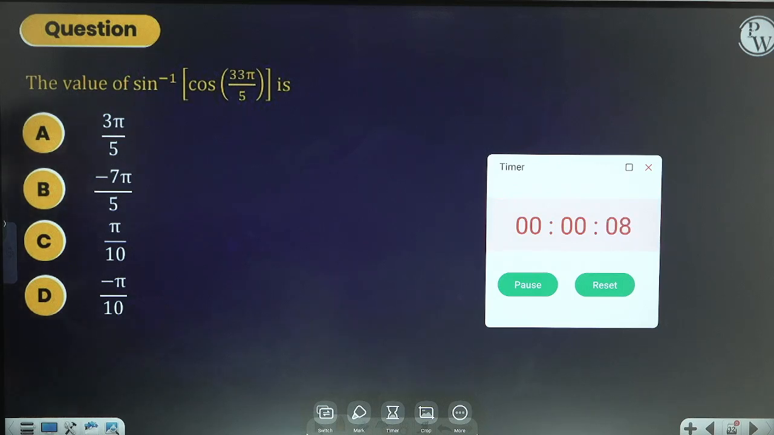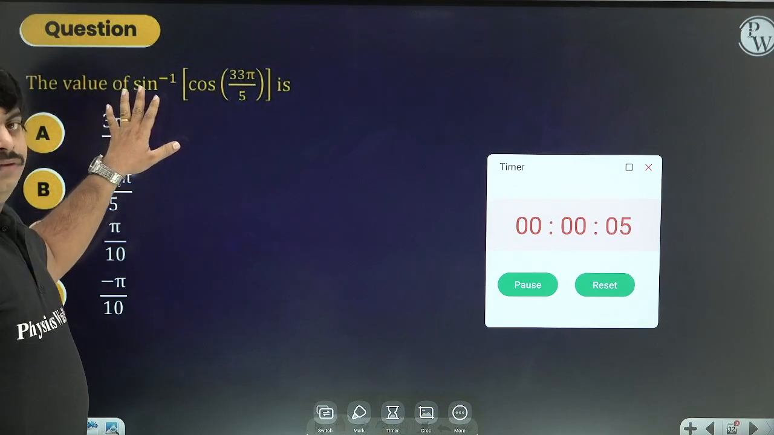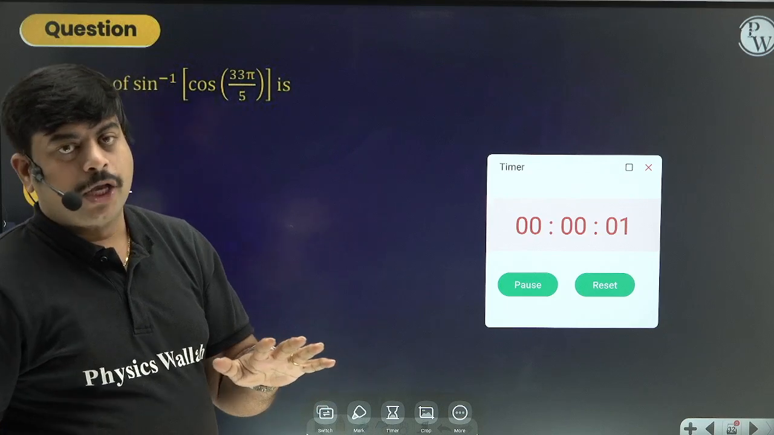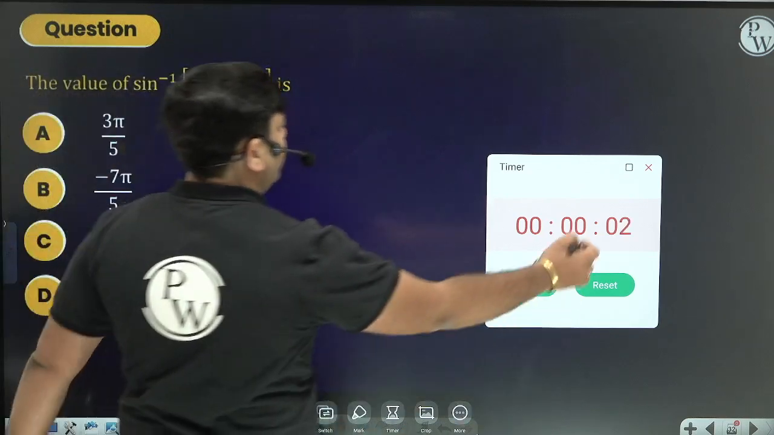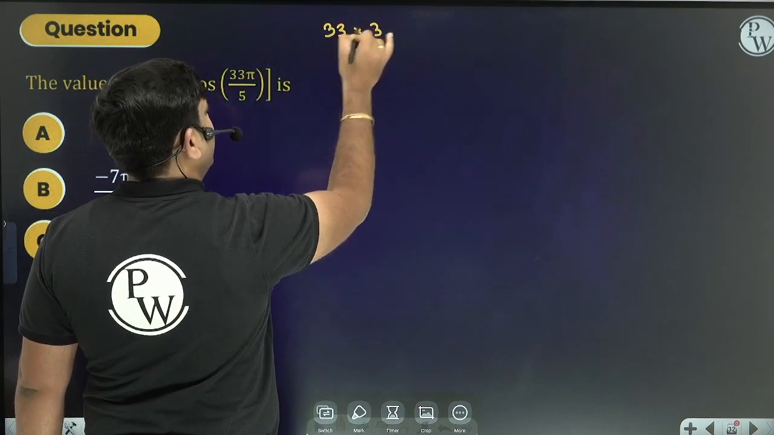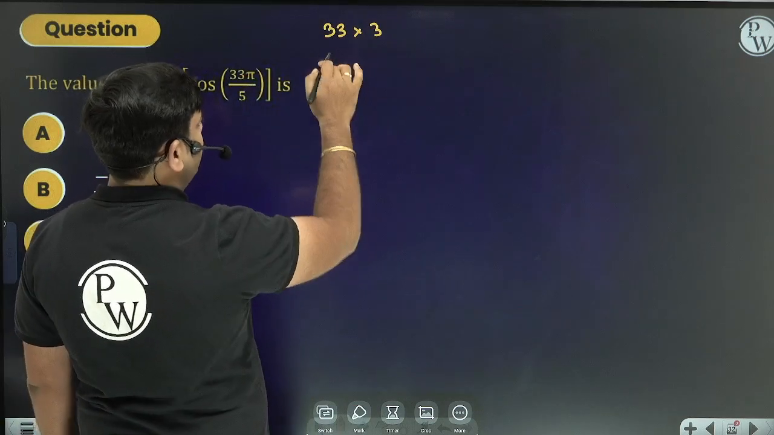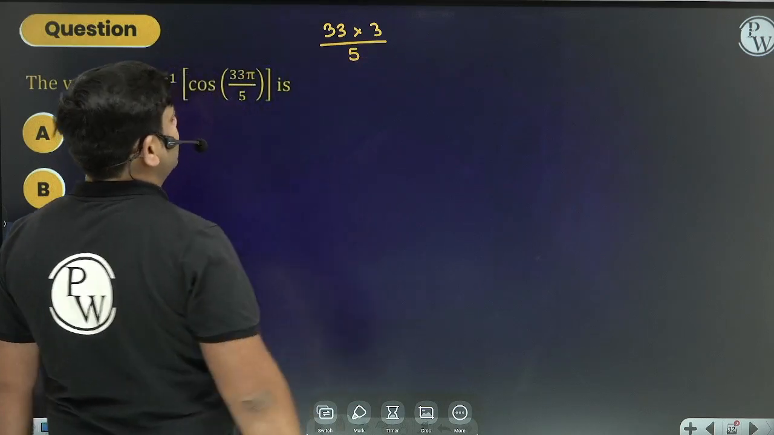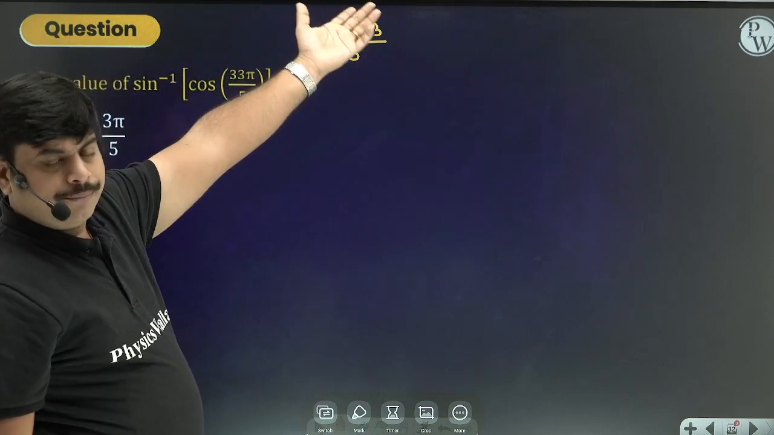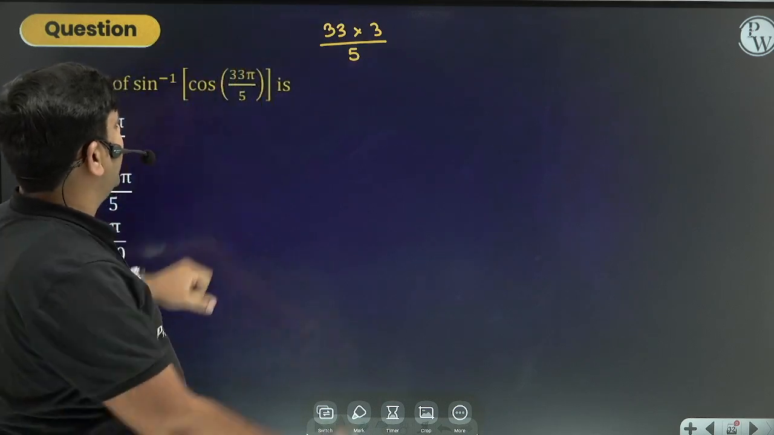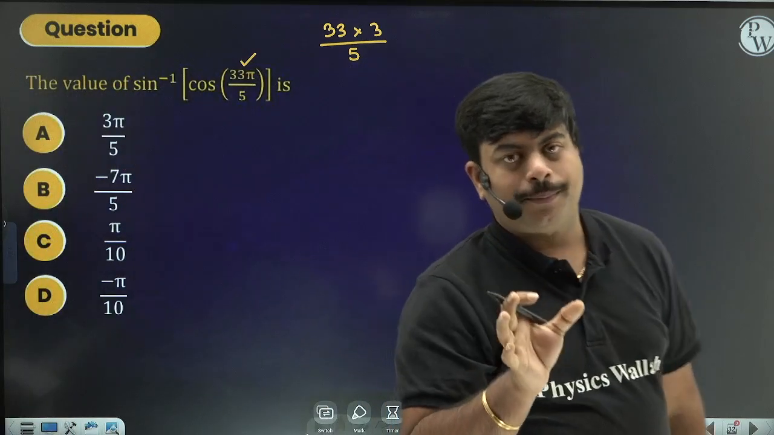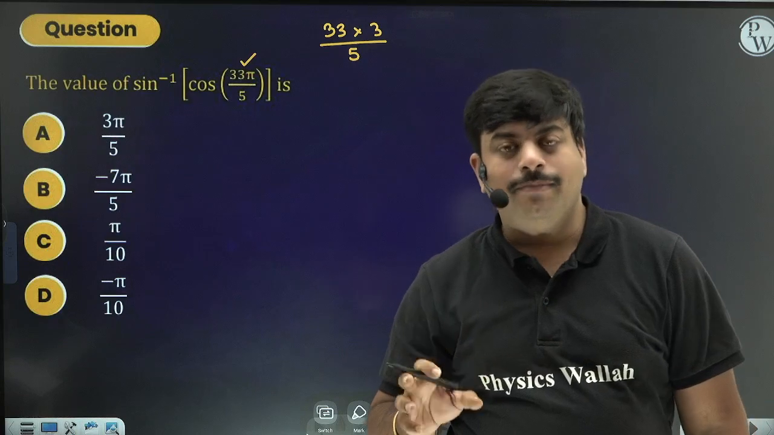So first thing is, you know the values of sine inverse should lie between minus pi by 2 to pi by 2. So you cannot directly write the answer 33 pi by 5. So what is this value actually? Pi is approximately 3, so it's around 100 by 5, around 20. So you cannot write this answer directly as 33 pi by 5. That's not correct. Your answer should always lie between minus pi by 2 to pi by 2.